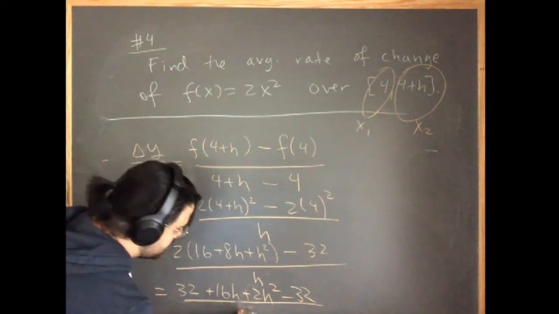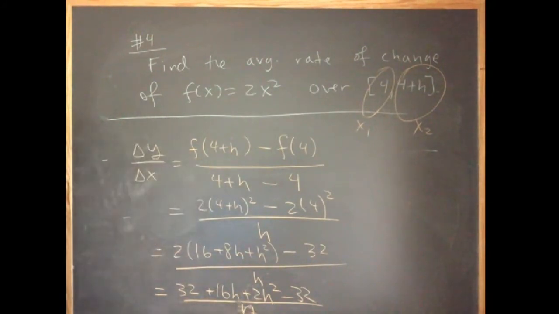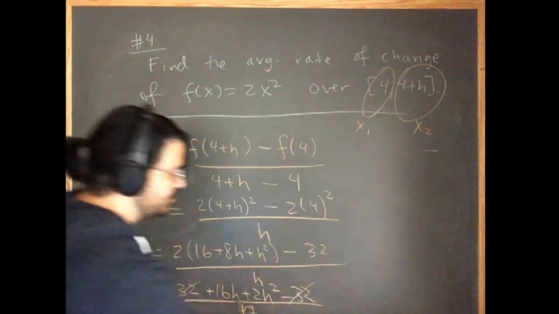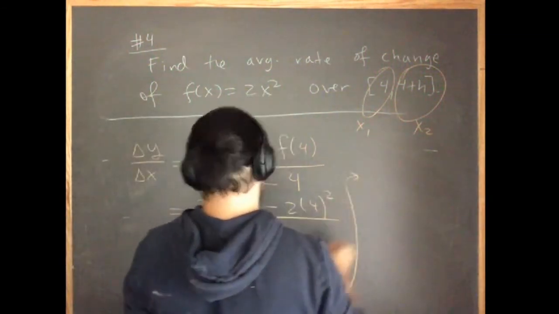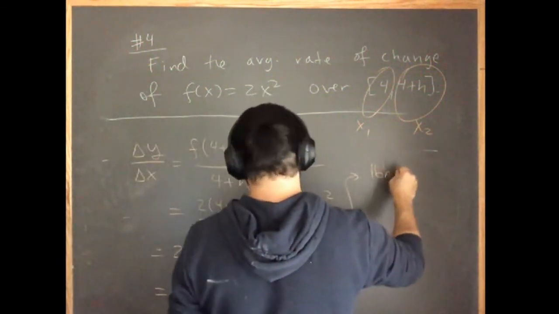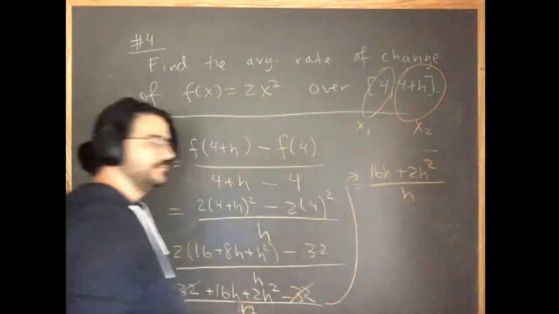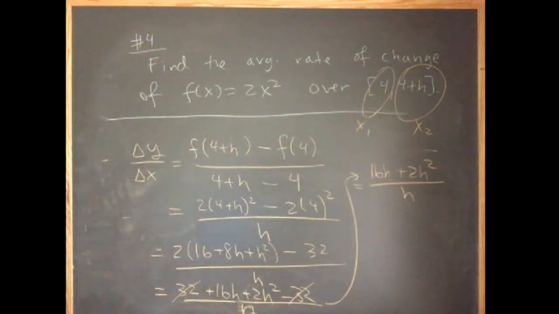And that's a division by h there. Okay, so now this 32 cancels with this 32, and I'll move right over here. And we get 16h plus 2h squared divided by h. And we can simplify, right?